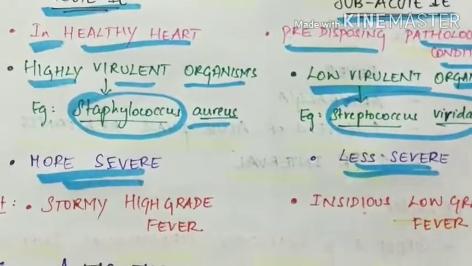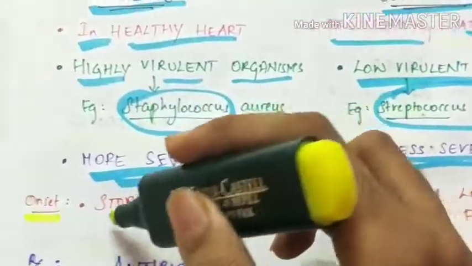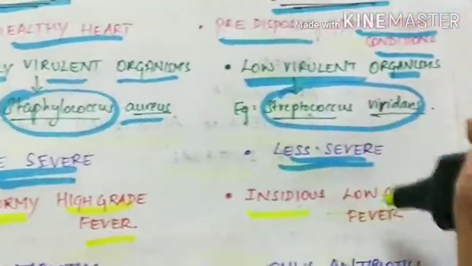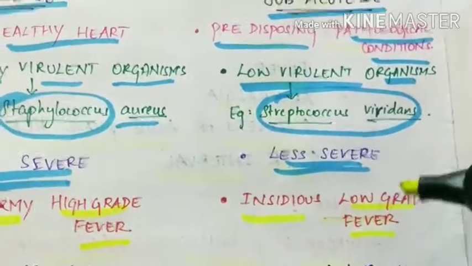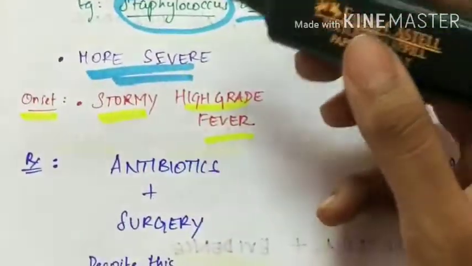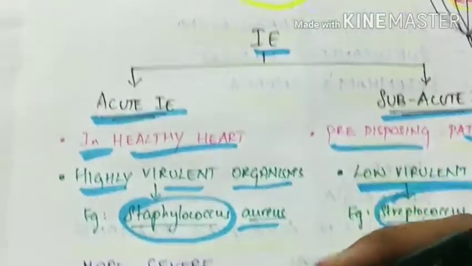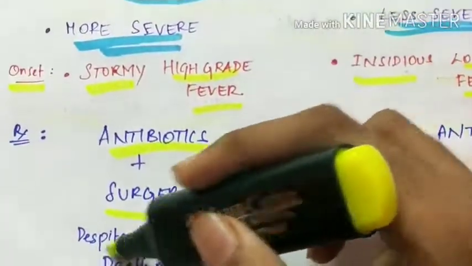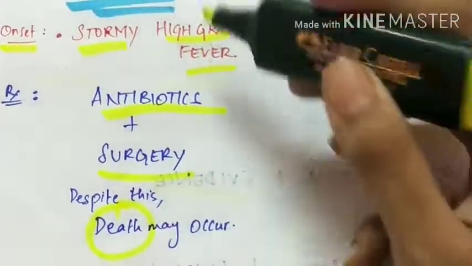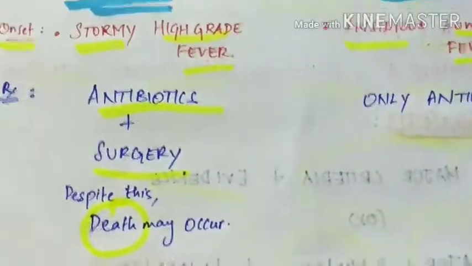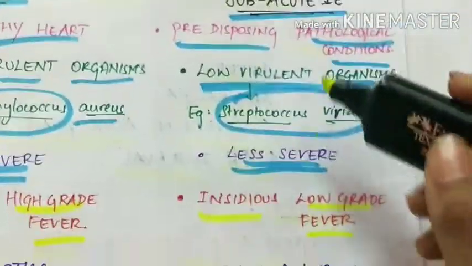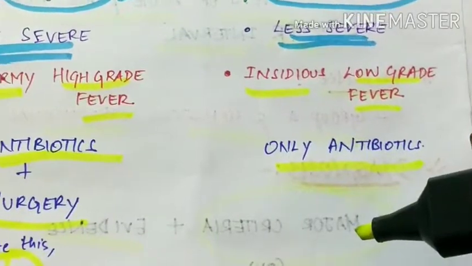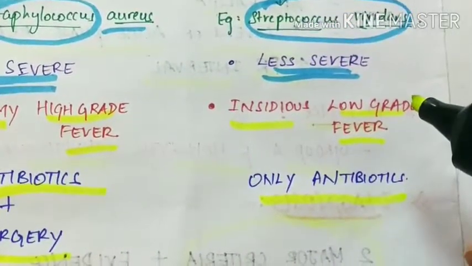The onset in acute infective endocarditis is stormy, with high-grade fever. In subacute, there is insidious low-grade fever. The treatment in case of acute infective endocarditis is antibiotics along with surgery. Despite this, death may occur because it is more severe. Subacute infective endocarditis, as it is less severe, only antibiotics are enough for treatment.